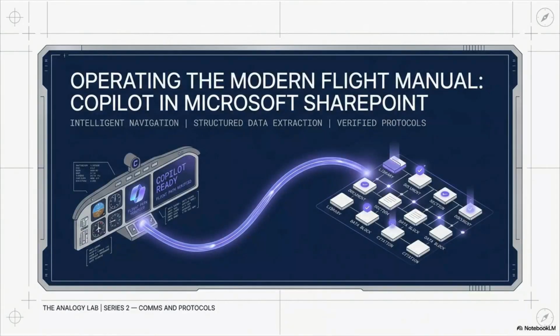This is video 2.2, Crew Documents, Copilot in Microsoft SharePoint, Series 2, Comms and Protocols. The title on screen captures exactly what this video is about: operating the modern flight manual. Intelligent navigation, structured data extraction, verified protocols. In this video, we cover how Copilot reads your SharePoint library and surfaces answers from the documents your organization has already written. Let's get into it.